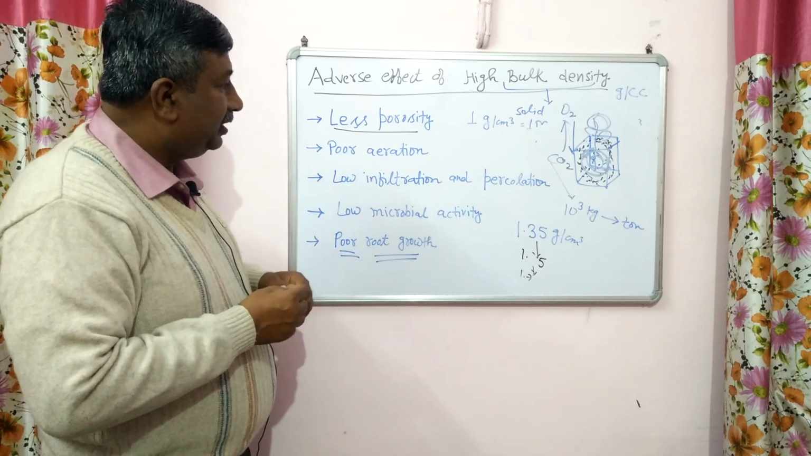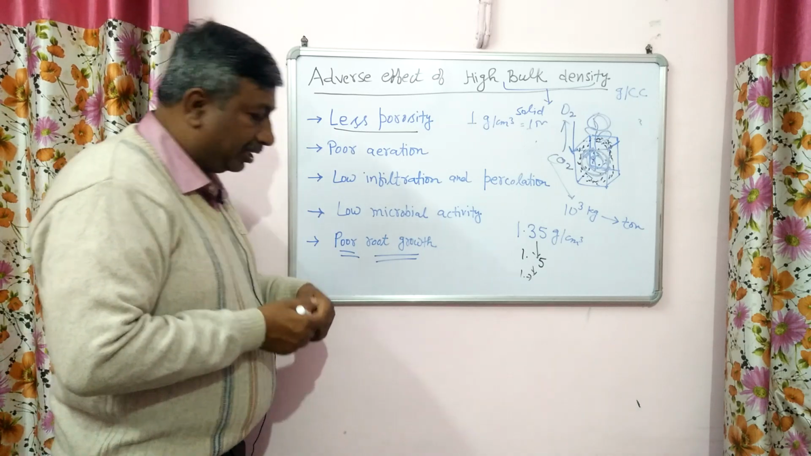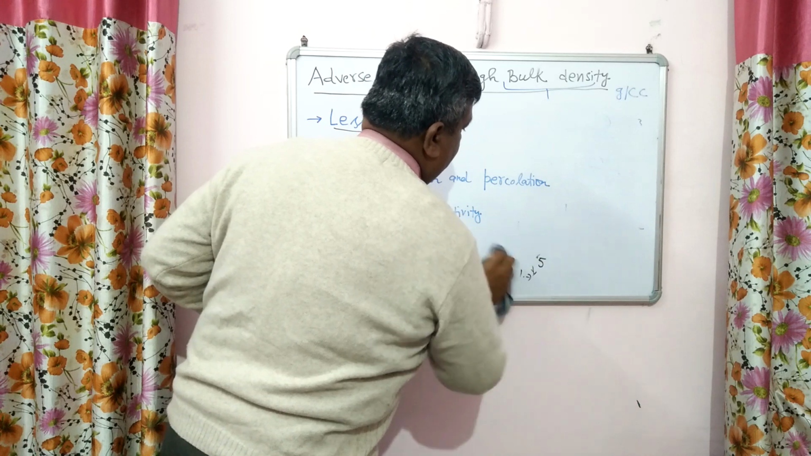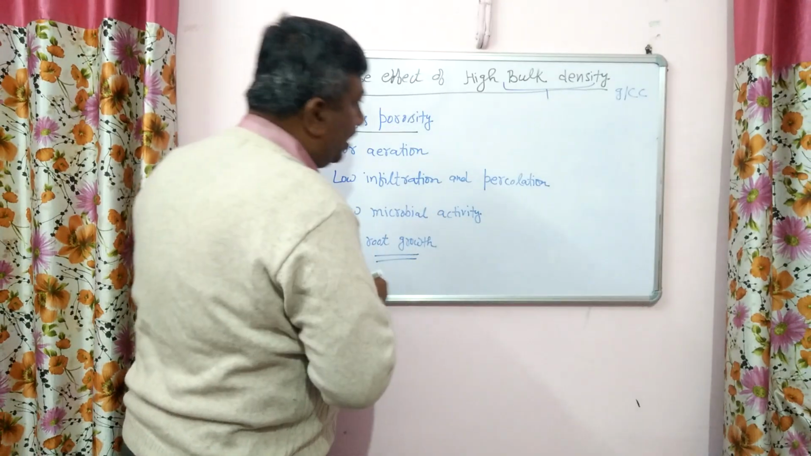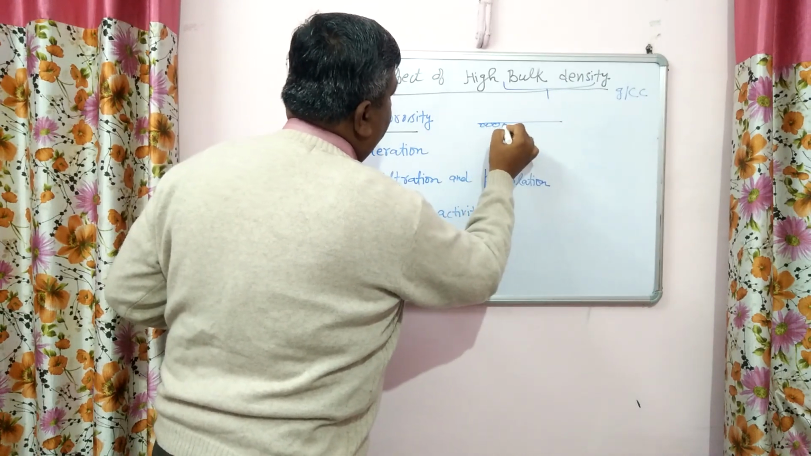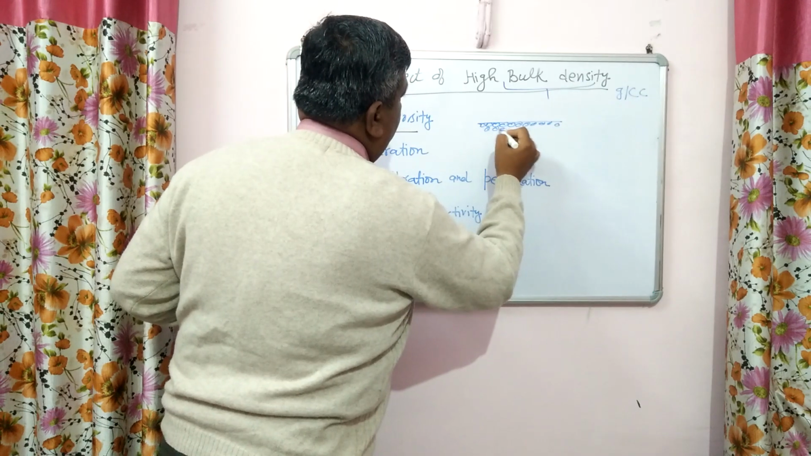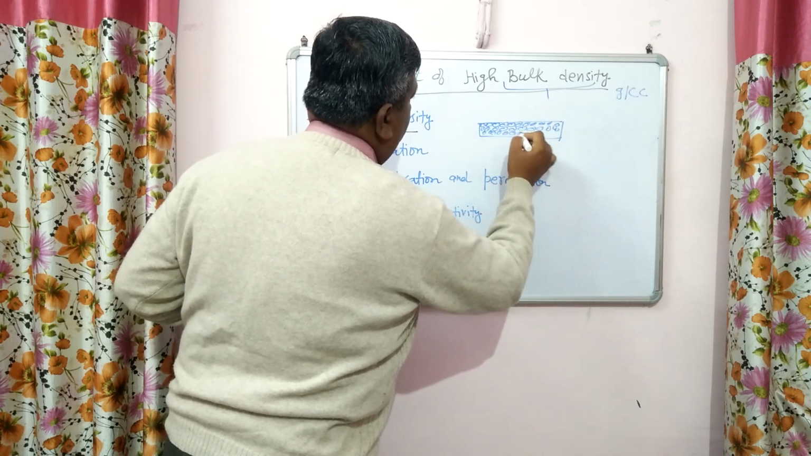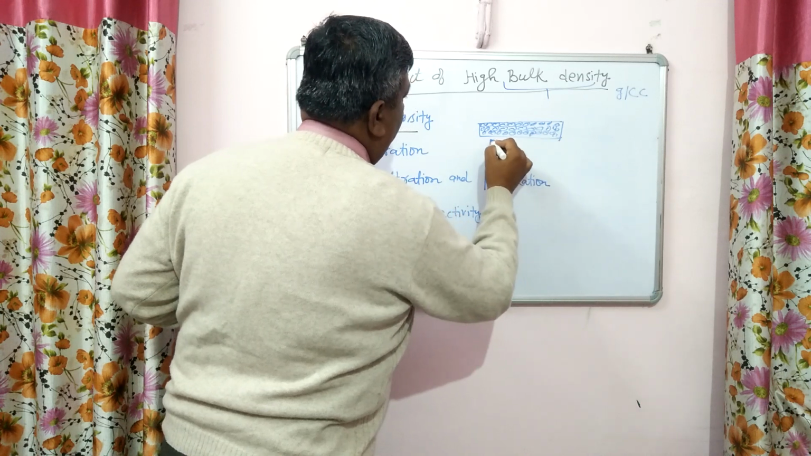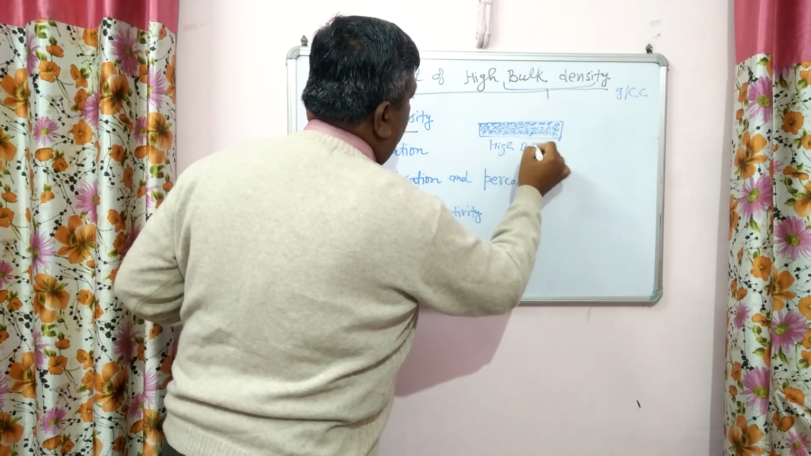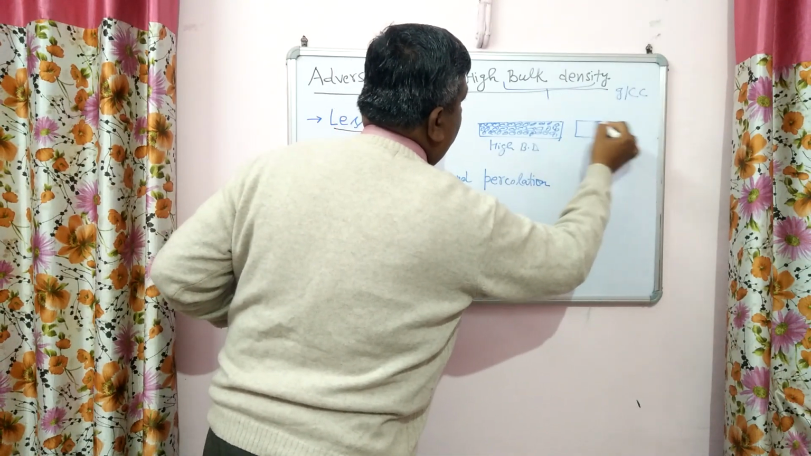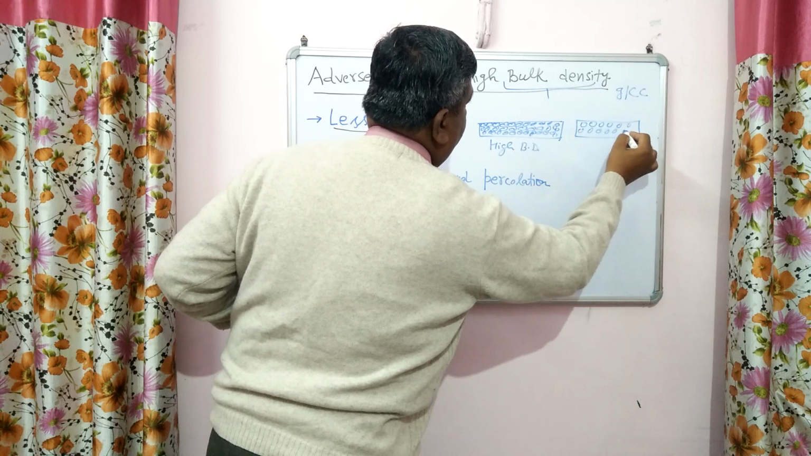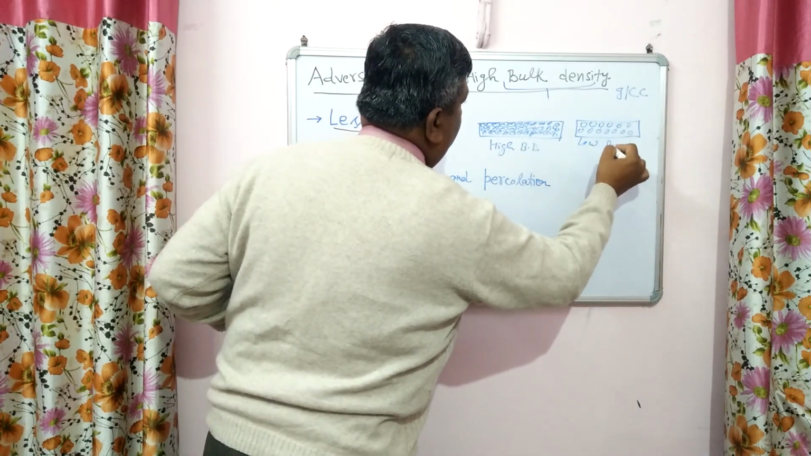Another impact of high bulk density is low infiltration and percolation. Actually, what happens in case of high bulk density is that particles are closely packed. Suppose this is the unit volume, the particles are very closely packed. So bulk density is high. In case of low bulk density, in this other same volume, particles are apart, so pore space is proper. This is low bulk density soil.